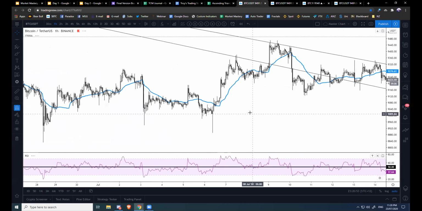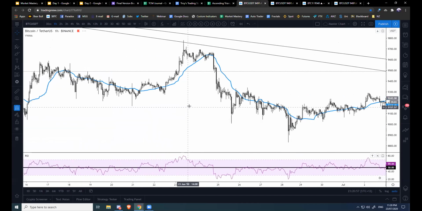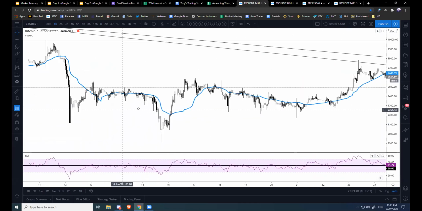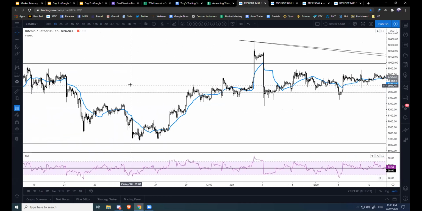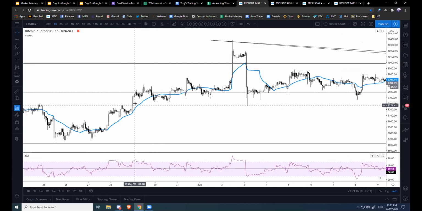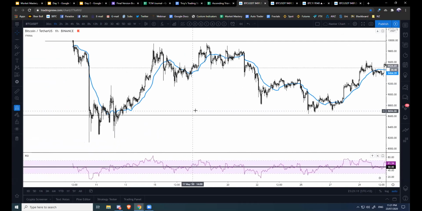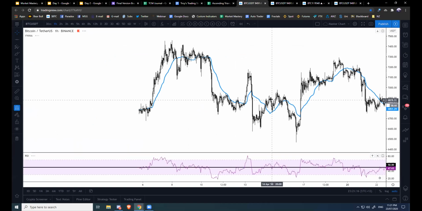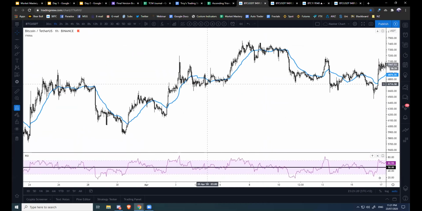Give me a second, I'll probably find one on Bitcoin. Maybe. This market's been pretty horrible lately. This chop is horrible. Yeah, can't find any at the moment. Sorry, guys. There's more of a symmetrical.